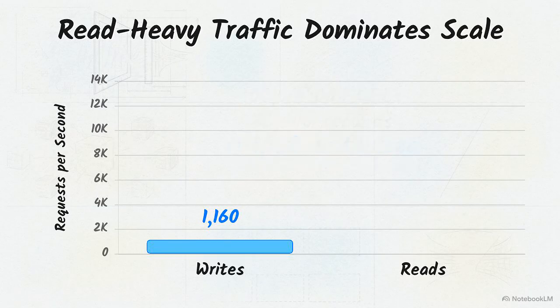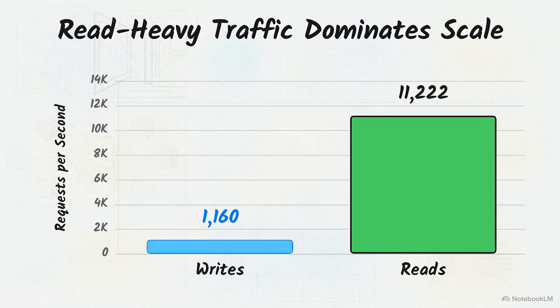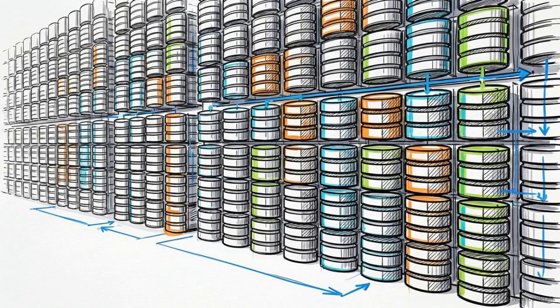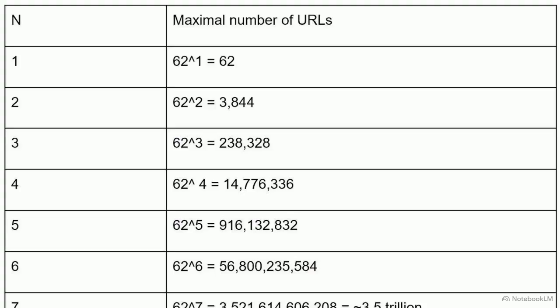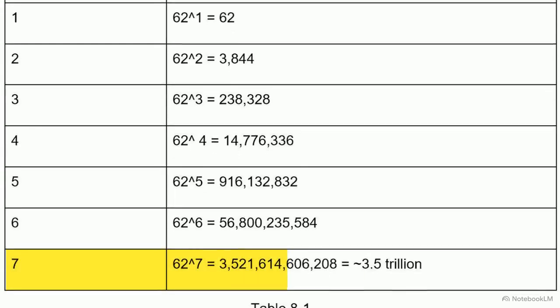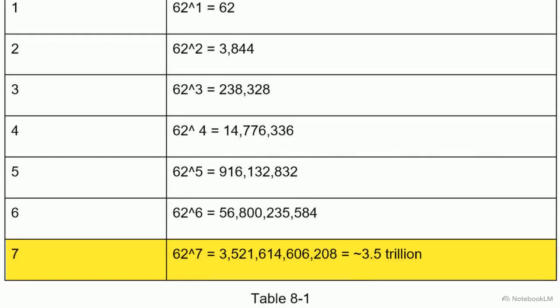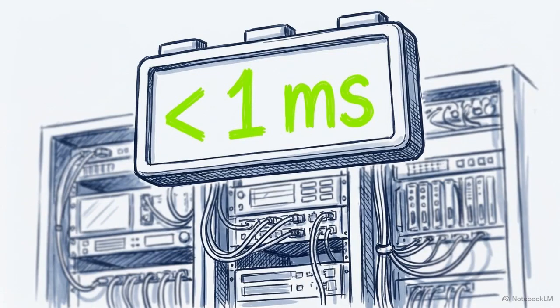This is a read-heavy system. With a 10-to-1 read-to-write ratio, the infrastructure must support 11,600 redirects every second. Over 10 years of operation, the storage layer must accommodate 365 billion total records. This table shows the relationship between character length and capacity. Using a base 62 character set, numbers and letters, a 7-character hash provides 3.5 trillion possible combinations, which covers our 10-year projection. At this scale, sub-millisecond read latency is the critical metric for the entire project.